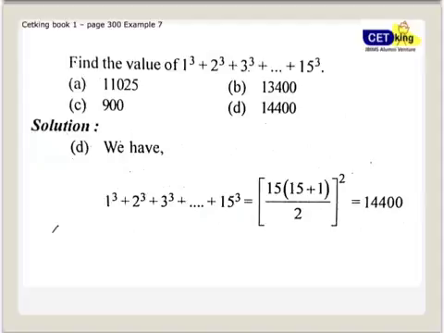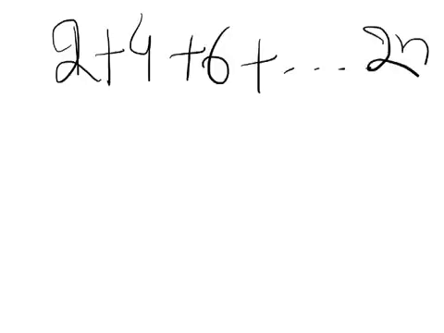Answer is 14400. Alright, so 14400 answer. Next question. Now I have complicated the situation. What about the sum of all the even numbers? 2 plus 4 plus 6 plus 8. You knew the formula for 1, 2, 3. Now how will you do the even numbers? 2, 4, 6.